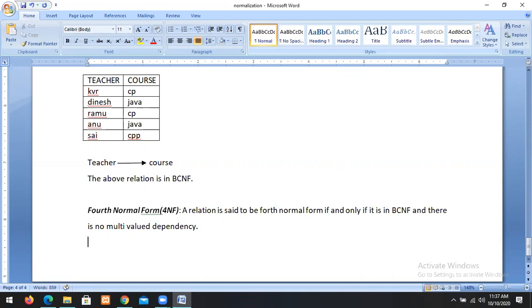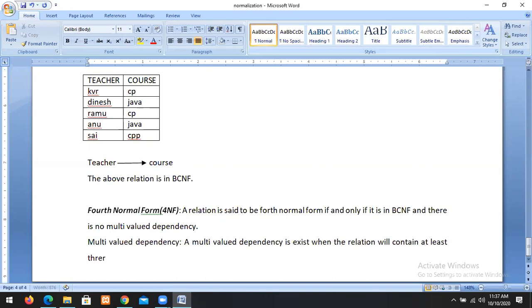So next we go for what is multi-value dependency. What is multi-value dependency? A multi-value dependency exists when a relation will contain at least three attributes.